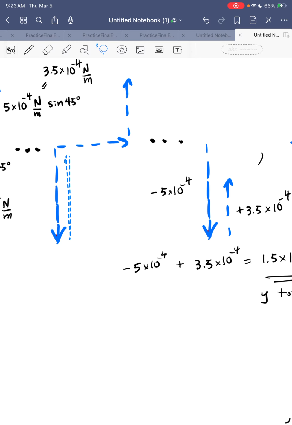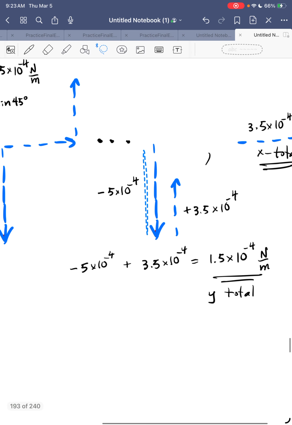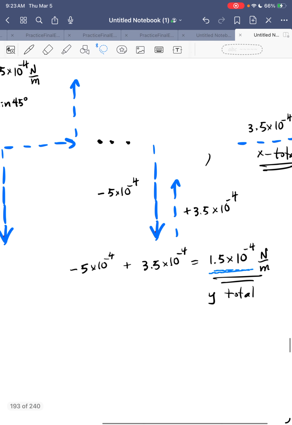So we've got this y value from previously, and now we've got the y component of that other one. Now this one was minus 5 times 10 to the minus 4th. This one was plus, because it's pointed upward, 3.5 times 10 to the minus 4th. We add these together, and we get 1.5 times 10 to the minus 4th. So that's basically going to be this vector added to this one. We're going to get a negative vector going down, something like that.